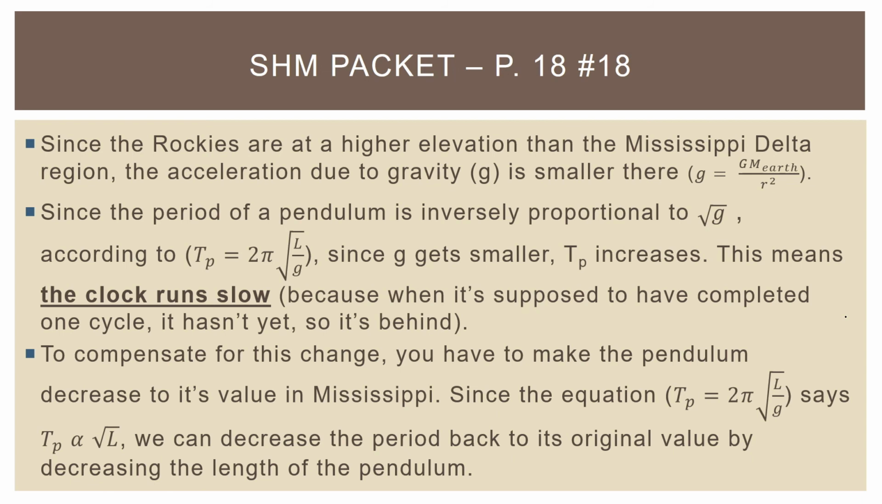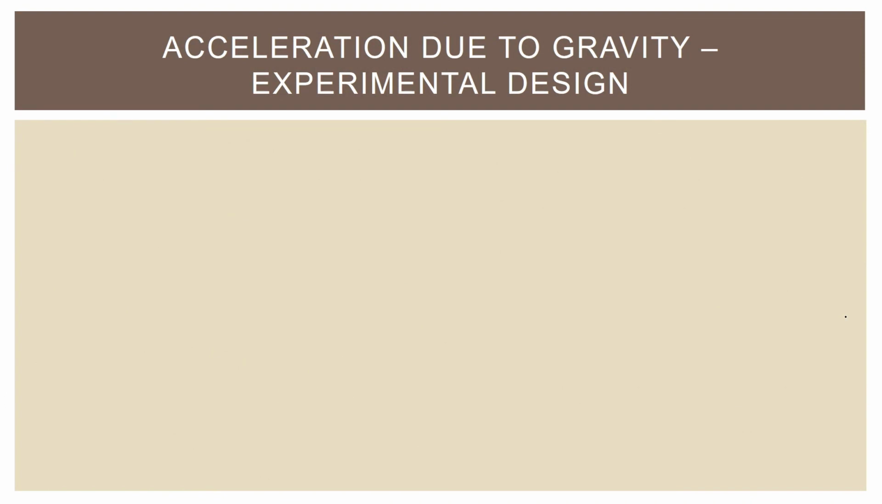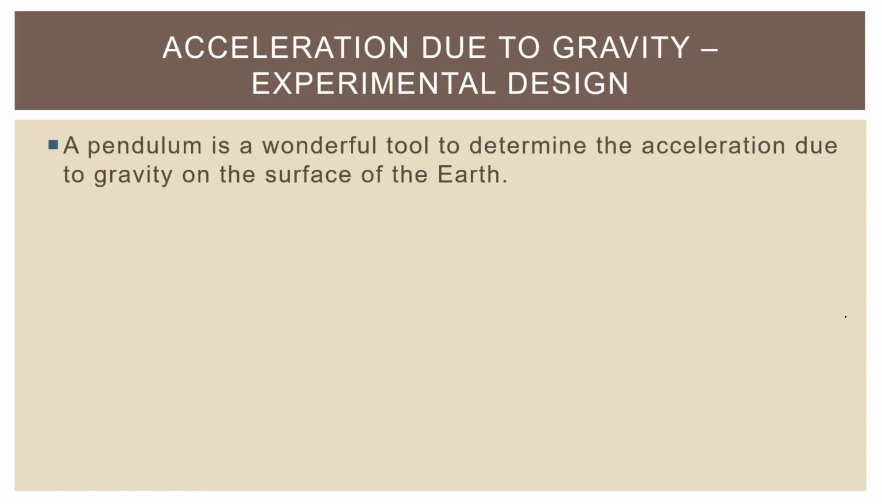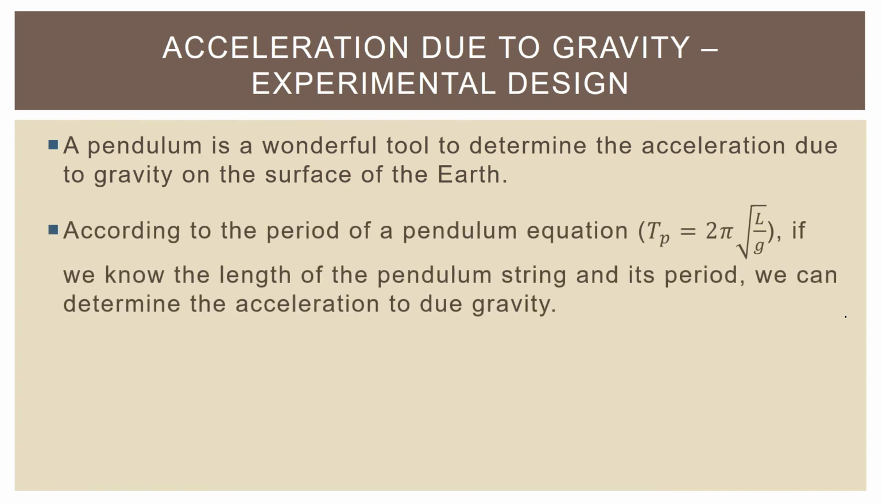Now, because we're talking about acceleration due to gravity and how it's involved with a pendulum, I would like to just take a brief moment to talk about how we can use a pendulum to measure the acceleration due to gravity. So, as we've been saying for a while now, when it comes to experimental design, it's all about the equations. A pendulum is a wonderful tool to determine the acceleration due to gravity on the surface of the Earth. According to the period of a pendulum equation, period of a pendulum is equal to 2 pi times the square root of L over g.